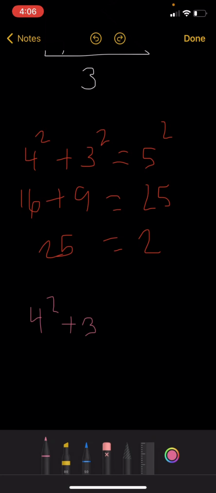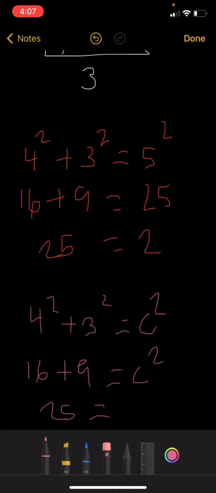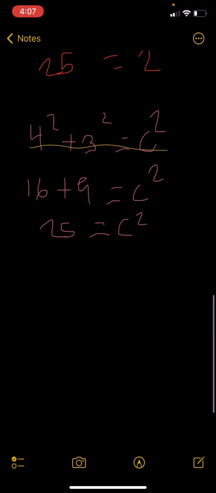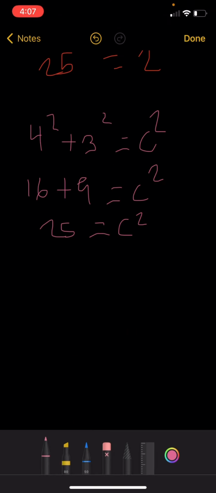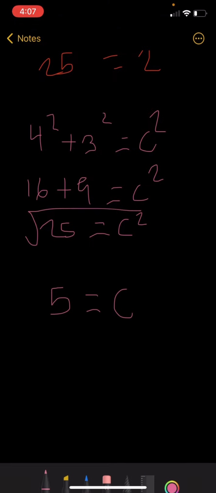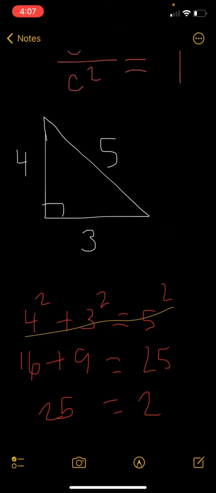So we have 4 squared plus 3 squared equals c squared. And now we're going to do 16 plus 9 equals c squared, which is simply 25 equals c squared. And what you would do here is you would just take the square root, so then you get 5 equals c. And that would be our hypotenuse.